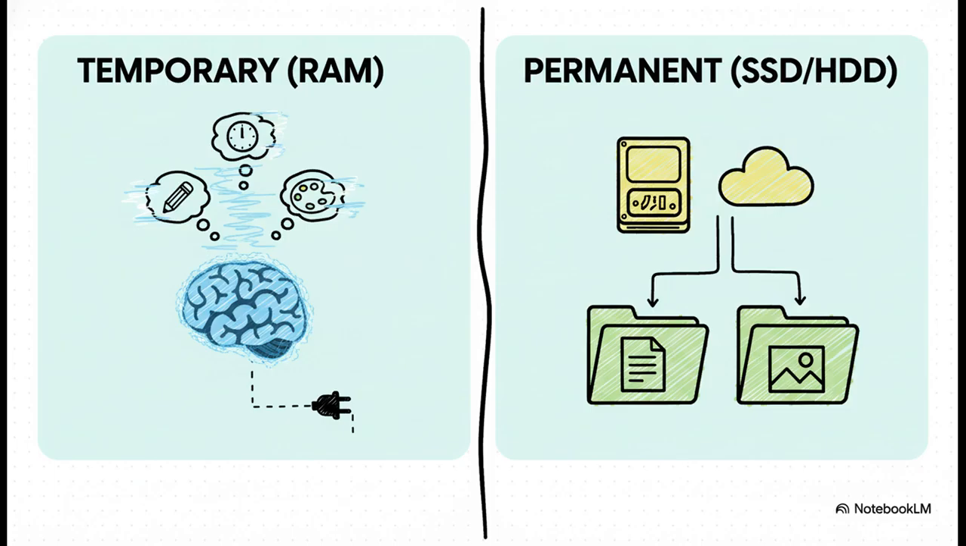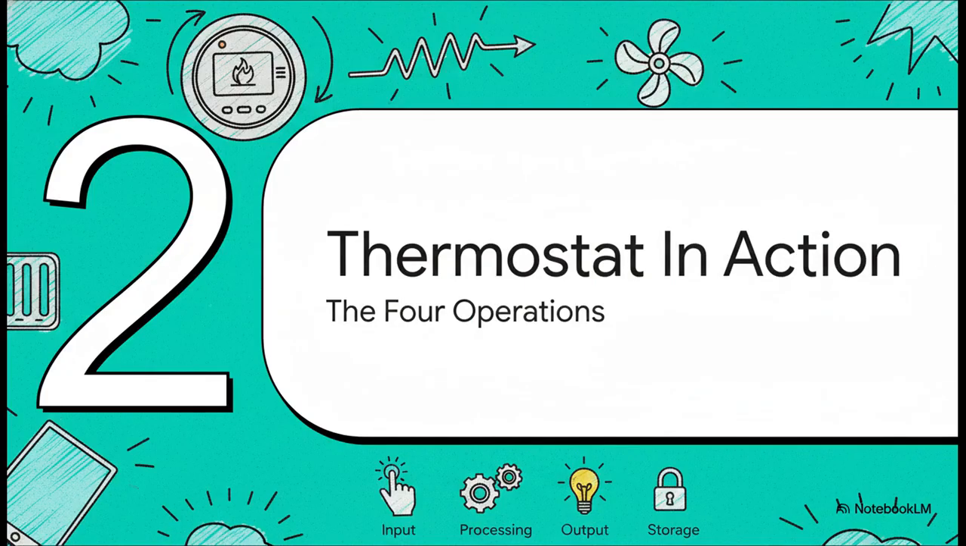That's why it's called volatile. Then you have permanent storage, like a hard drive or the cloud. That's your filing cabinet. It holds onto your files and photos forever, even when the power's off. You absolutely need both to get anything done. Okay, so we've got the theory down.